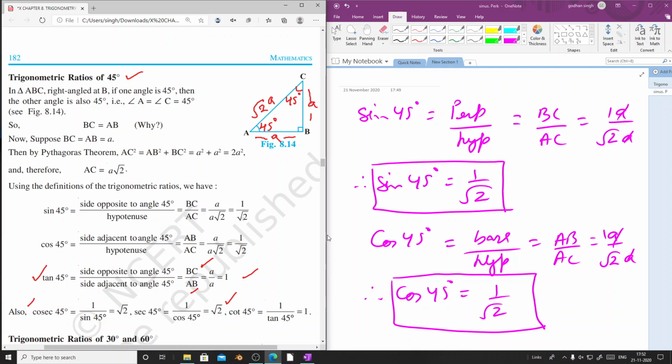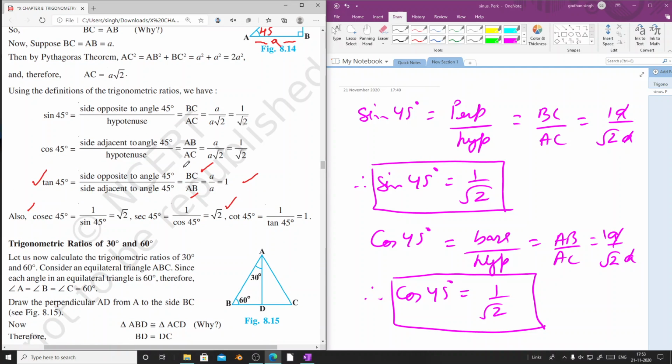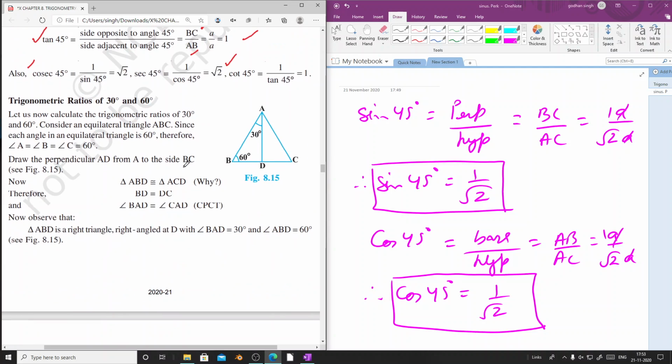And what is cot 45 degree? Cot 45 degree is nothing but the reciprocal of tan 45 degree. So what is tan 45 degree? That we have obtained as 1. So reciprocal of 1 is 1. So therefore we are getting cot 45 degree as 1. So this is how we can obtain all the trigonometric ratios. We can obtain the trigonometric ratios of 45 degree, which involves sine or cos or tan or cosec, sec, cot, any.